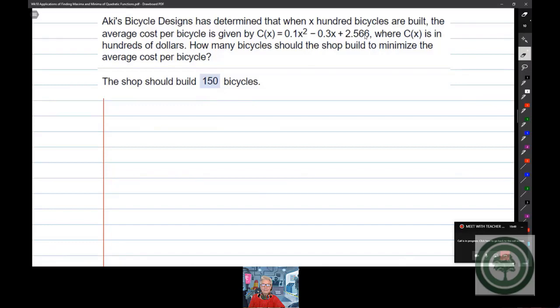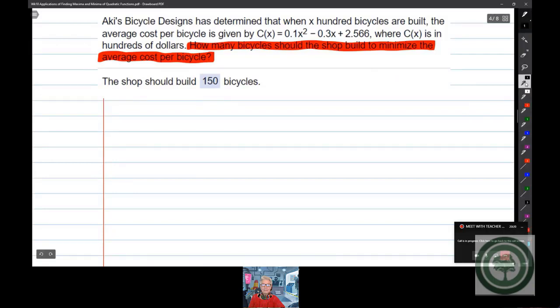Now, here's the question we have to answer given that data. How many bicycles, what color should we make that? Let's make it orange. How many bicycles should the shop build to minimize the average cost per bicycle? That's a different question. Let's look. The cost in hundreds of dollars and hundreds of bicycles is 0.1X squared minus 0.3X plus 2.566.